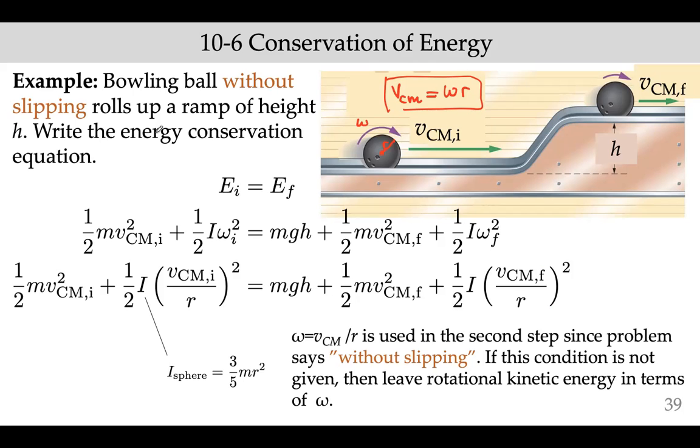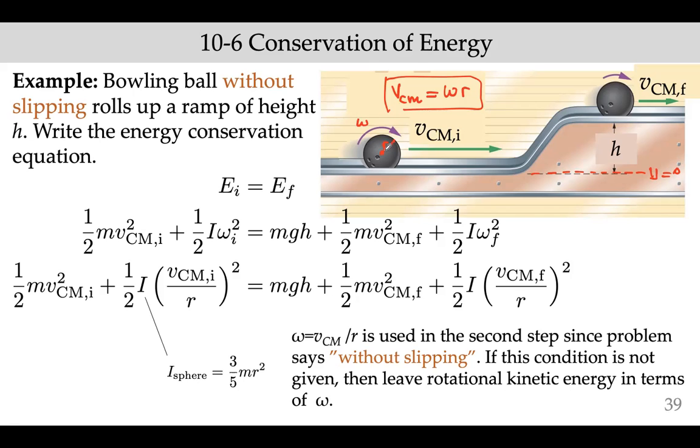Write the energy conservation equation. So we say, because energy is conserved, initial energy equals final energy. Now we have to write down the initial energy of the ball, so we have to consider rotational kinetic energy, translational kinetic energy, and also the potential energy. If I choose this point to be the zero level for potential energy, it's zero potential energy.